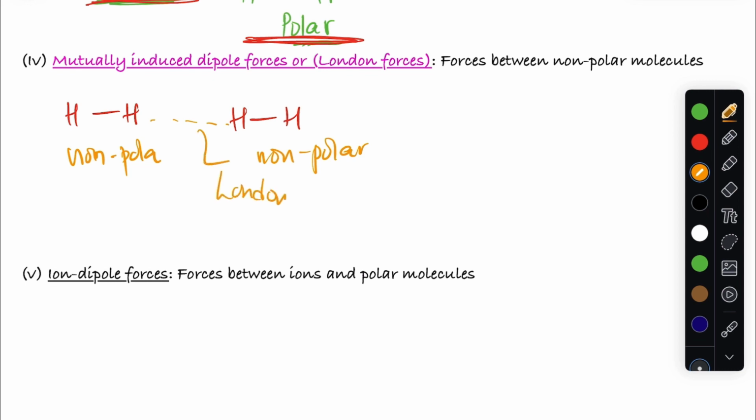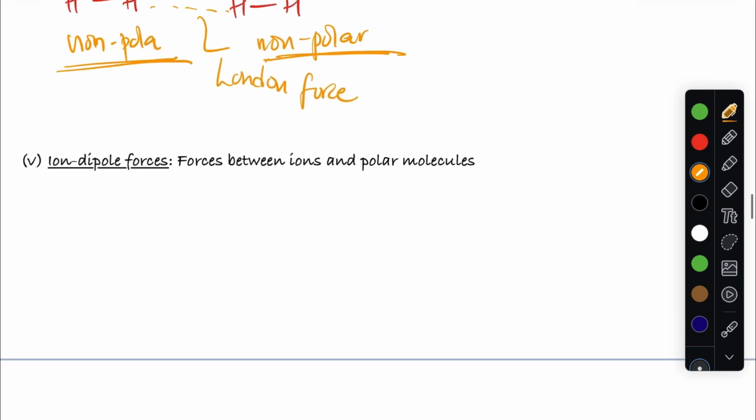It's a London force, because this non-polar will make this one polar, and this polar will make this one polar. So they are mutually making each other polar. So for any non-polar molecules, the force between them is a London force.